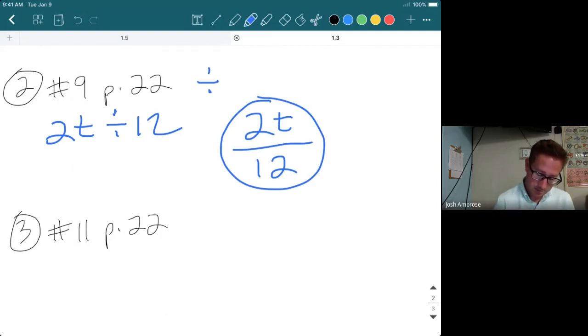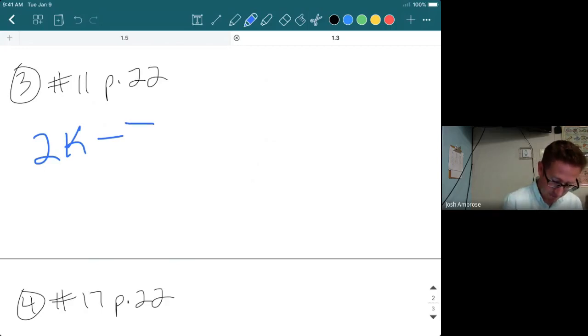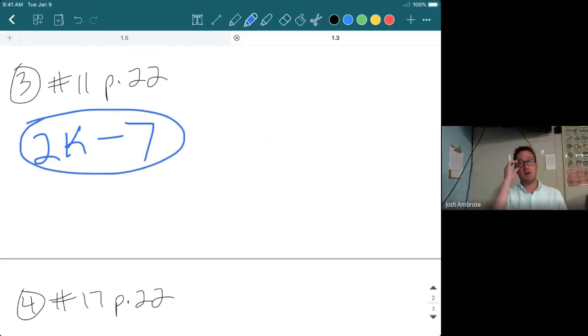Okay, now next one, number 11, page 22. Okay, this says 7 less than, ding, ding, ding, we got that phrase less than, twice a number k. So how do you represent twice a number k? Because twice a number k is going to be moved to the front. All right, so we're going to have twice a number k less than, and then what was the beginning? That had the 7. So notice we flip the order and we subtract. All right, there we go. So that's number 11 on page 22.